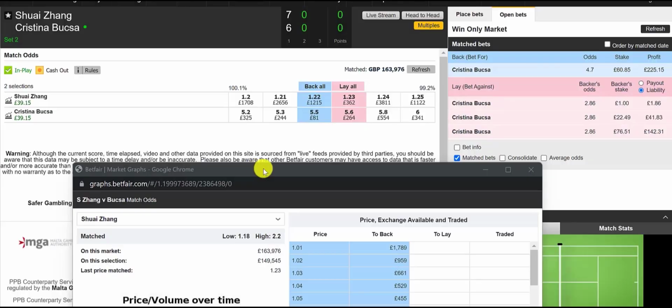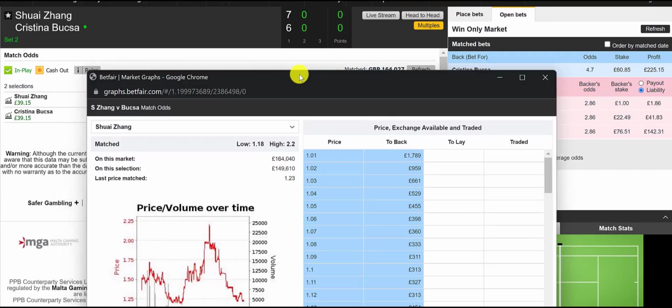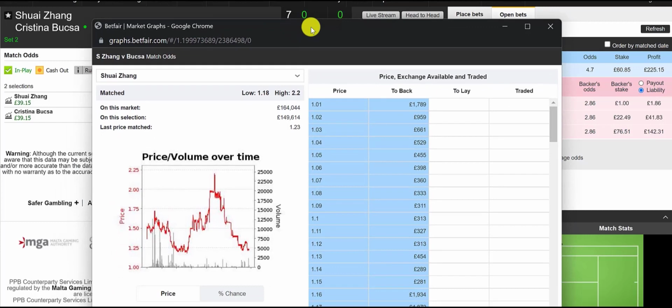And just to quickly show you, the first set has now finished and Zhang did go on to win the first set. However, after we exited our trade, remember we exited when Zhang's price went into around there, and then it all went a bit crazy as you would expect in WTA matches, and the underdog did start to threaten to win the first set, but of course, it didn't matter. We already had the profit locked in, but it just shows you the volatility of women's tennis matches.